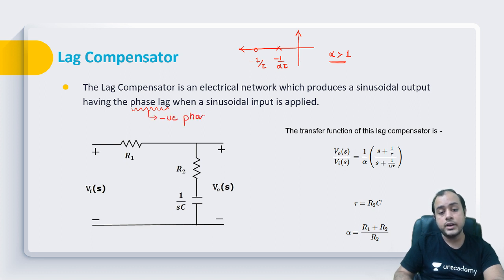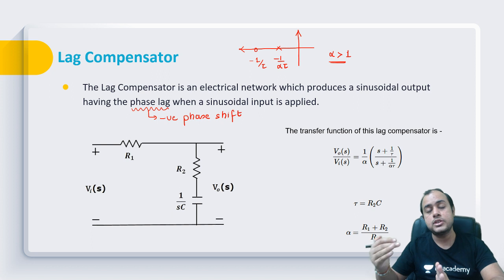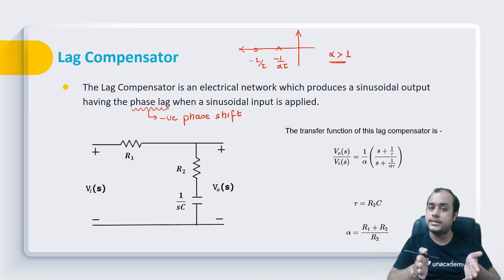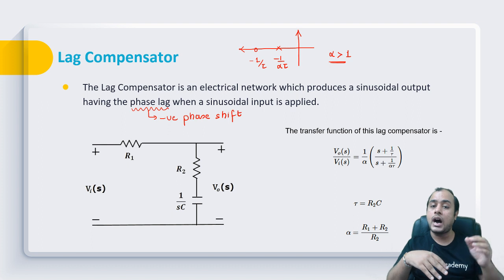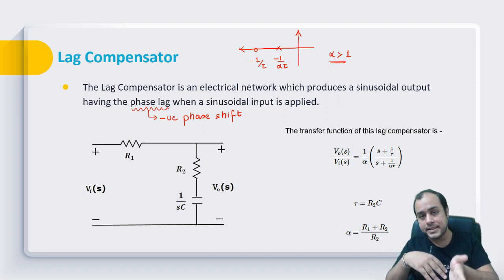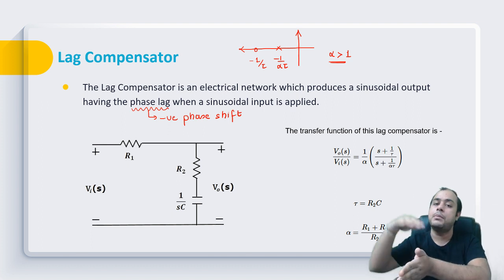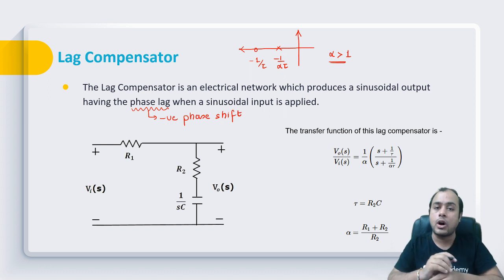So what we do is we connect a lag compensator before the plant in the forward path. Suppose the plant transfer function is G(s) and the feedback is H(s). So you will connect the compensator between the summing element and the plant. So after the summing element, first the compensator will come, then the plant will come, and then we will have a block of feedback.